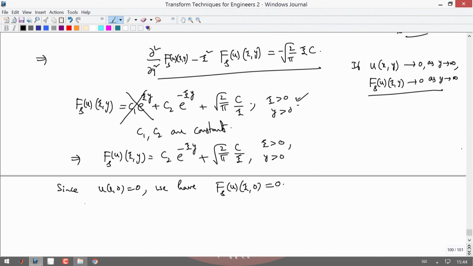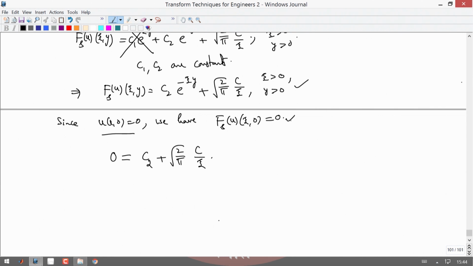So now, if you apply the other boundary condition here, the left hand side is 0, and the right hand side is C2 at y equal to 0, which is 1, plus root 2 by pi c by xi. So that makes C2 minus of that, and that makes F s of u of xi comma y equal to root 2 by pi times c by xi times 1 minus e power minus xi y.